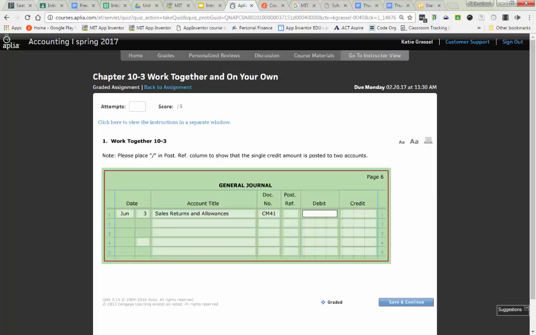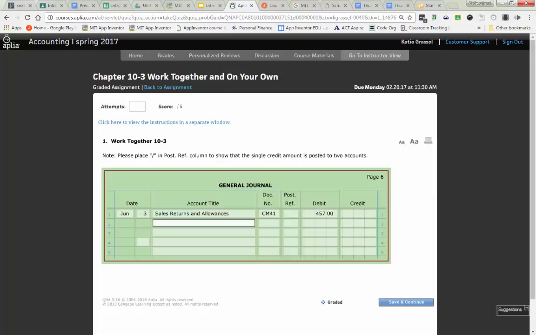What is the amount of the product that was being returned? Nope. You gave me the total amount, the product and the sales tax. So just the product is going to be $457. So that's going to be what I'm going to do as a debit, $457.